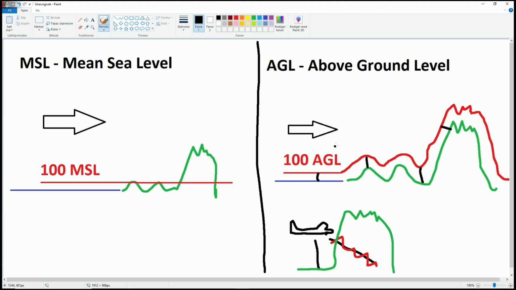That is why when you get below 200, let's say meters, you need to go up and down. You need to follow the terrain. That is why you use AGL when you're very low and MSL when you're up high.